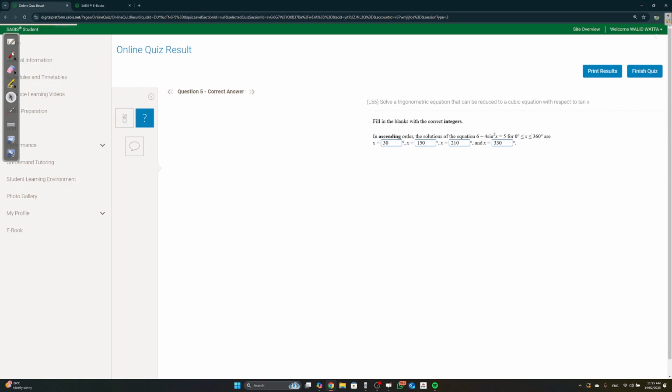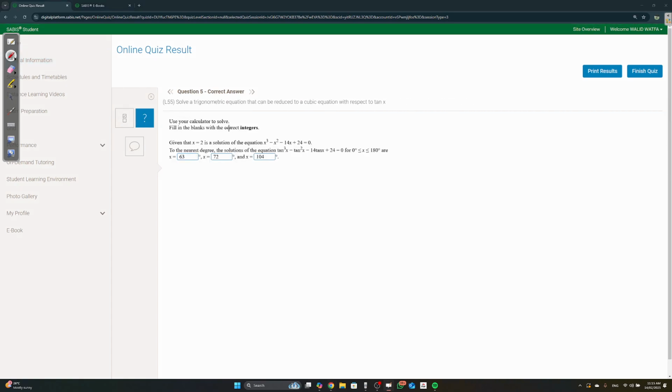Question 5. Given that x equals 2 is a solution of the equation, to the nearest degree, what is this? Okay, so basically just change it all. Can you solve cubics? Do we know how to solve cubics? For your level, you don't know how to solve cubics. But we know x equals 2 is a solution. So what does that mean? You can divide by x minus 2. If it's a solution, you can take it out, right? We can reduce it to a quadratic by dividing by the solution.